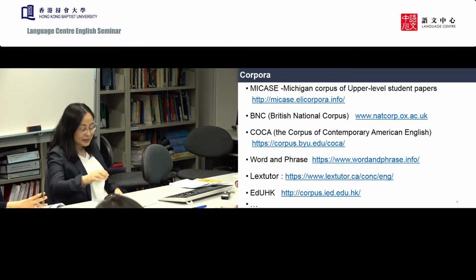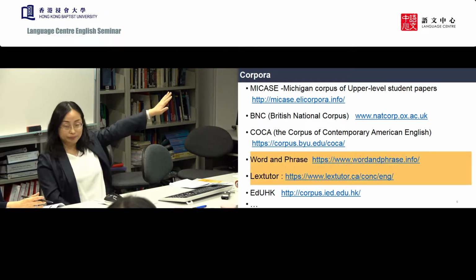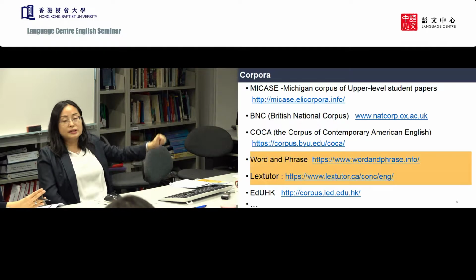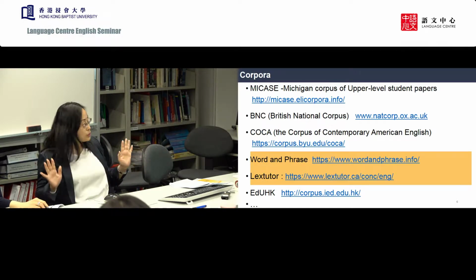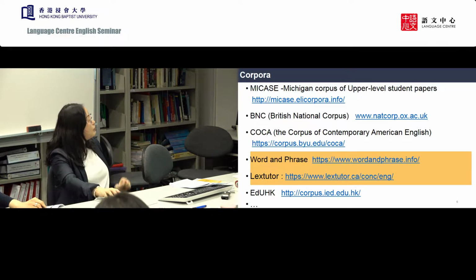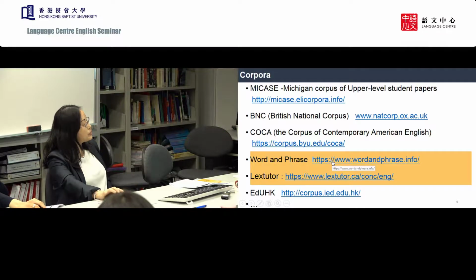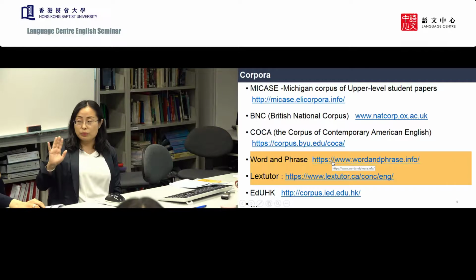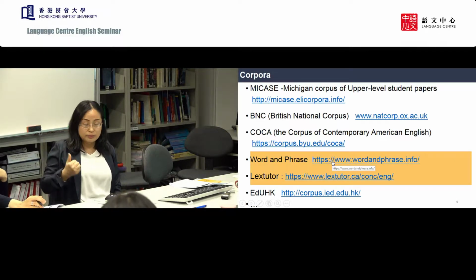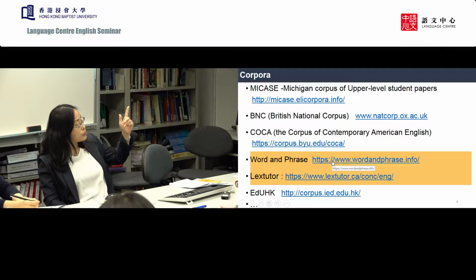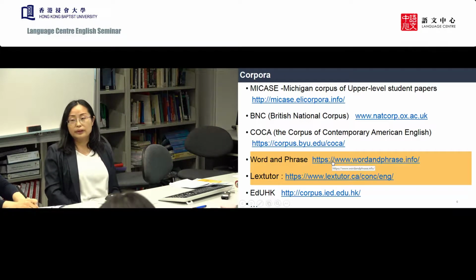Today I will just focus on these two free corpora. Free in the sense that you don't need to pay, you don't need to register. For Word and Phrase, you can use it for the initial 20 searches without registering. After 20 searches, you have to register, but the registration procedure is the same as COCA.